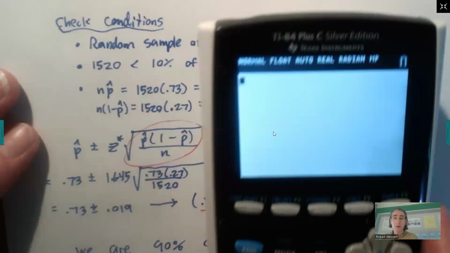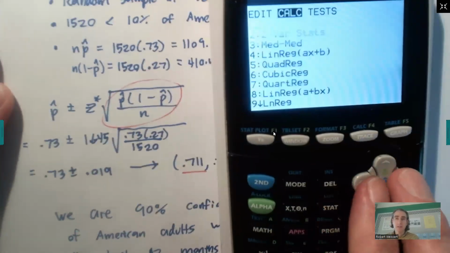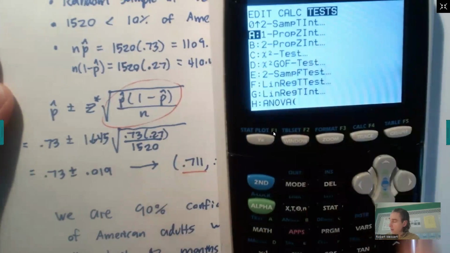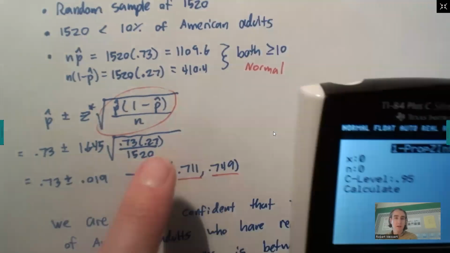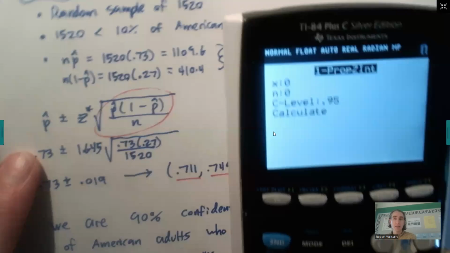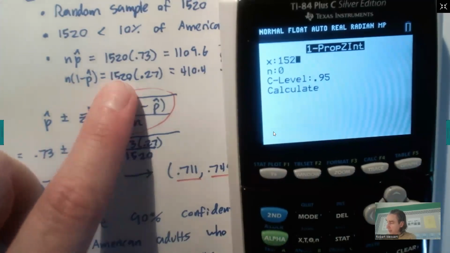What we want to do here is go to stat, tests, and this is actually a one prop Z interval. So one prop Z int. You're going to go to A. Your X value is your successes, the large count for the np, which is 1109.6. If you haven't calculated that, you could also do 1520 times 0.73. You have to put a whole number in there, so always round up. So I would just say 1110.